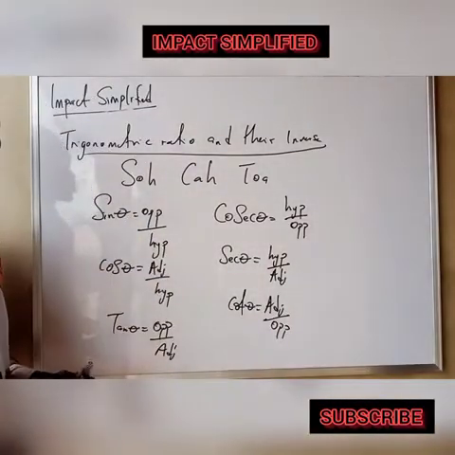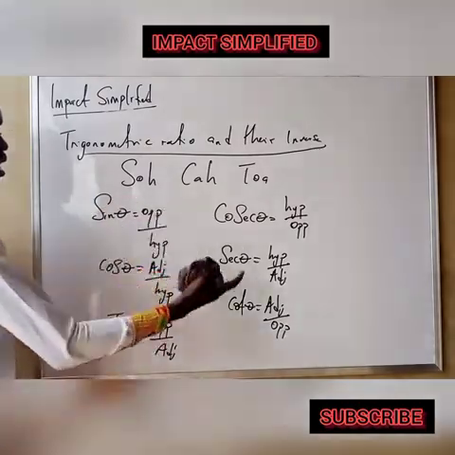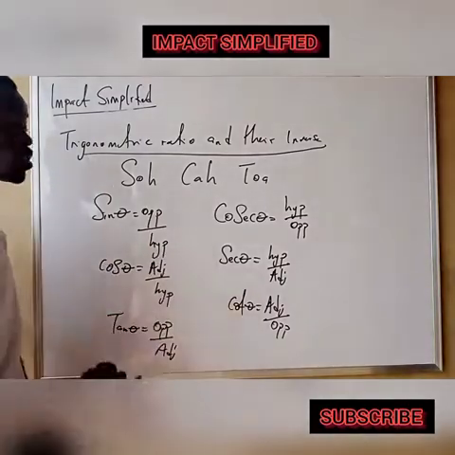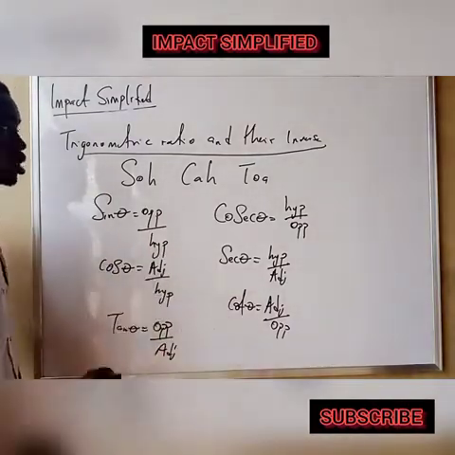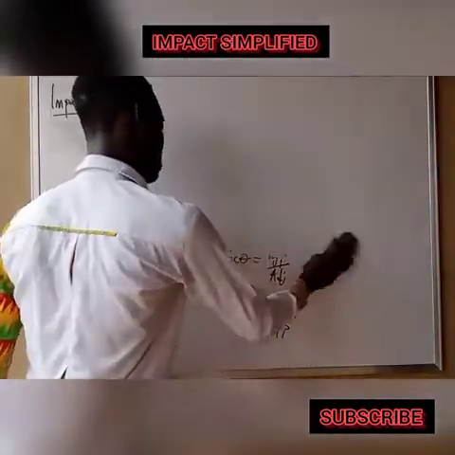So when we are talking of the trigonometric ratio, we are talking of the sine, the cos, and the tan, and also their inverse. The inverse of sine is cosec. The inverse of cos is sec. The inverse of tan is cot. And that is what we need to note under that.